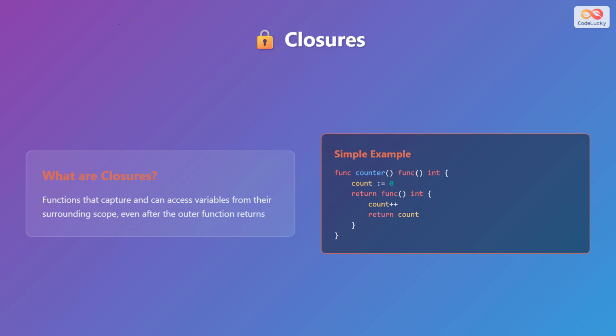Let's delve into closures. Closures are functions that capture and can access variables from their surrounding scope, even after the outer function returns. Consider the simple counter example. The counter function returns another function. The inner function increments and returns the count variable. This count variable is captured from the outer function's scope, creating a closure.